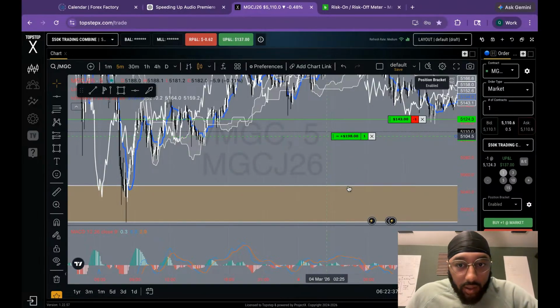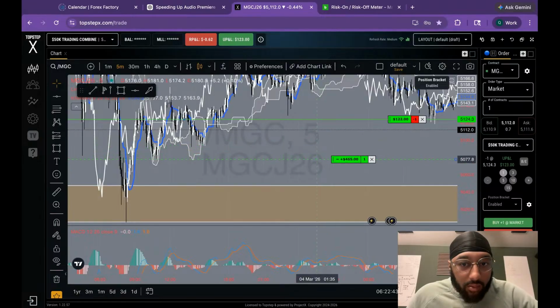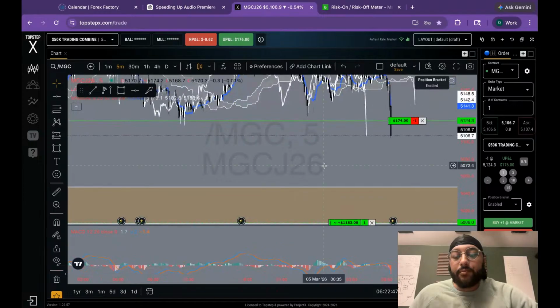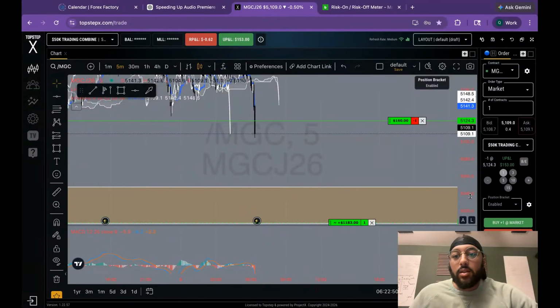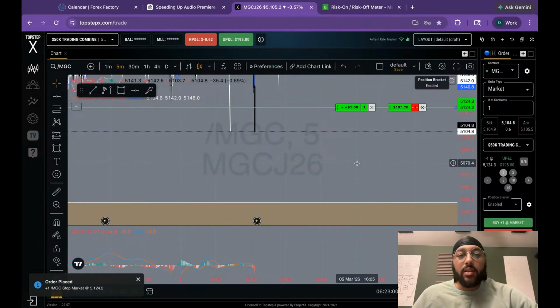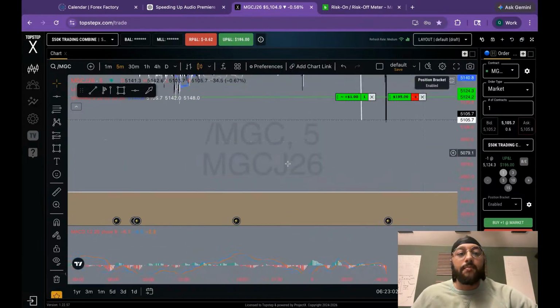I see a little area of inefficiency there. But I'm not going to cut it short. Sitting in pretty good profit here. What I'm going to do is adjust the stop loss to break even. This trade is now a zero risk trade.